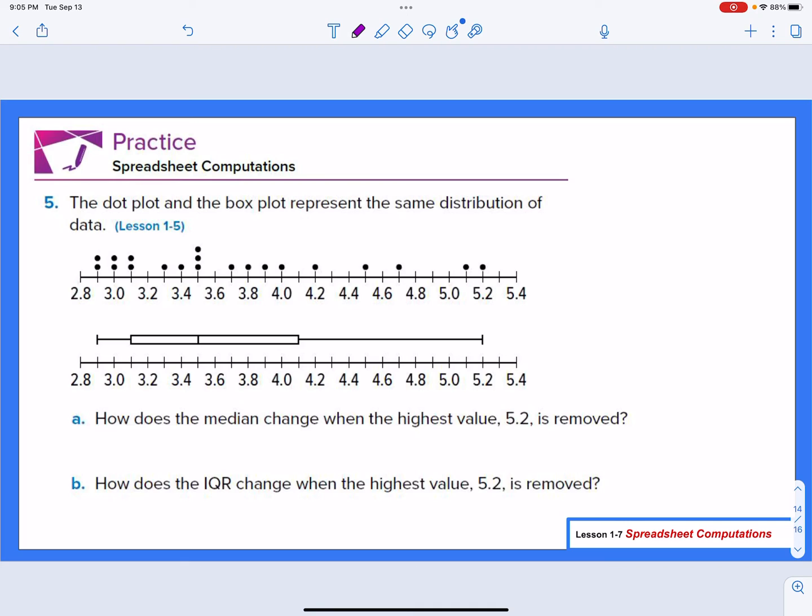Number 5, the dot plot and box plot represent the same distribution of data. How does the median change when the highest value, 5.2, is removed? Okay, so median is the middle number, right?